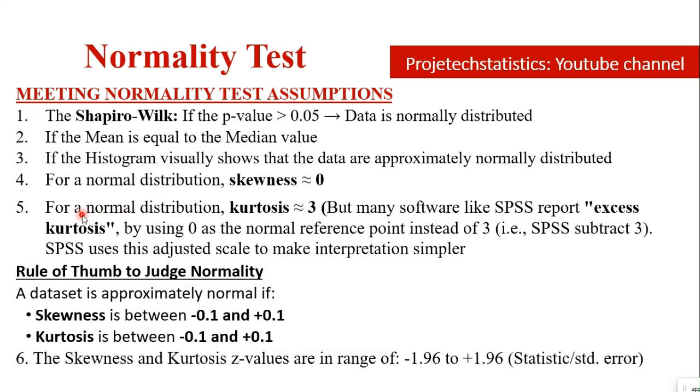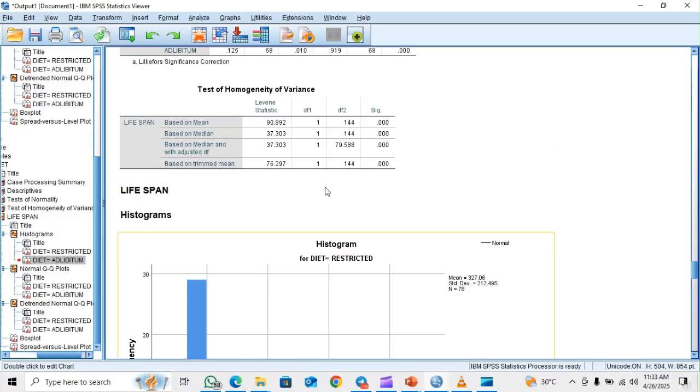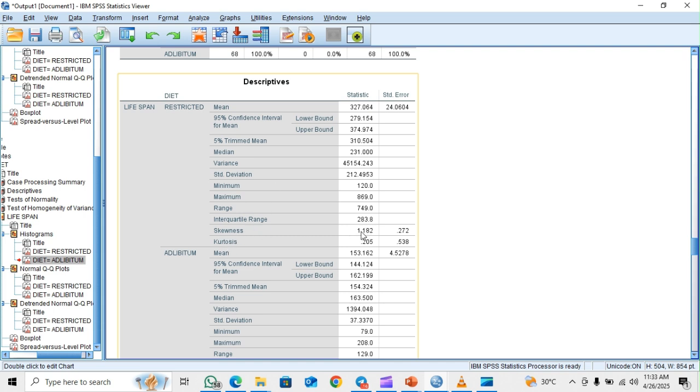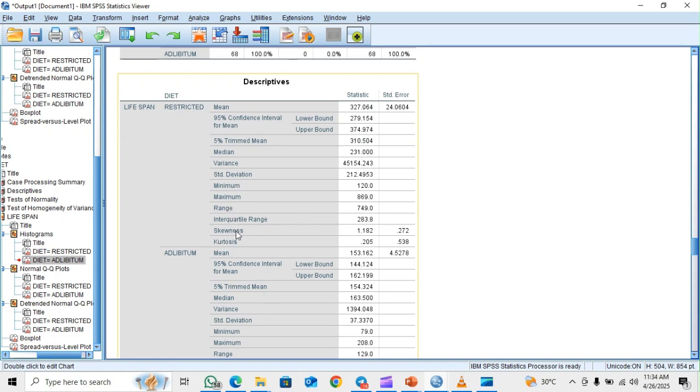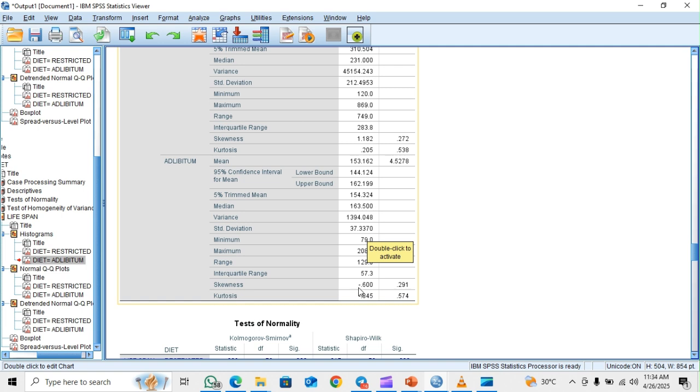Let me go back to the fourth one here. For a normal distribution, the skewness is equal to 0. Now here, let me go to the skewness. As you can see, the skewness here is not equal to 0. The skewness is very high here. The rule of thumb for judging normality is that the skewness is between minus 0.1 and plus 0.1. You see that the skewness here is way above 0.1, so it is not close to 0. And this one is also minus 0.6, which is a little bit far from 0.1, as you can see.